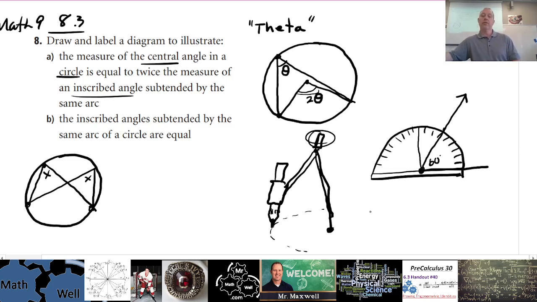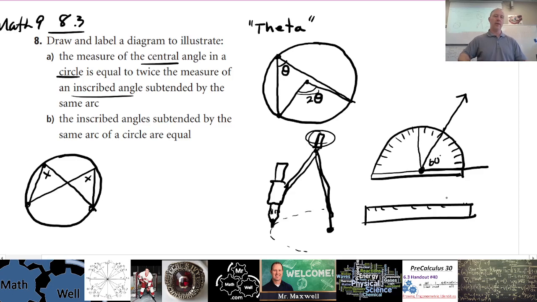A ruler, for those of you that don't know, there you go. That's a ruler. It's straight and it's got numbers on it.